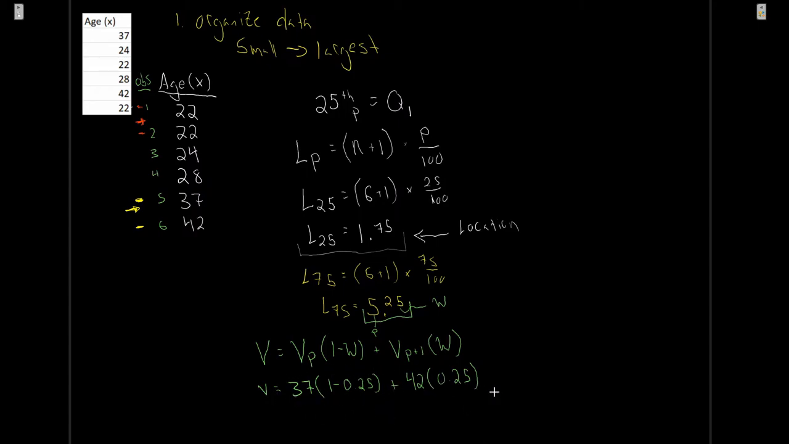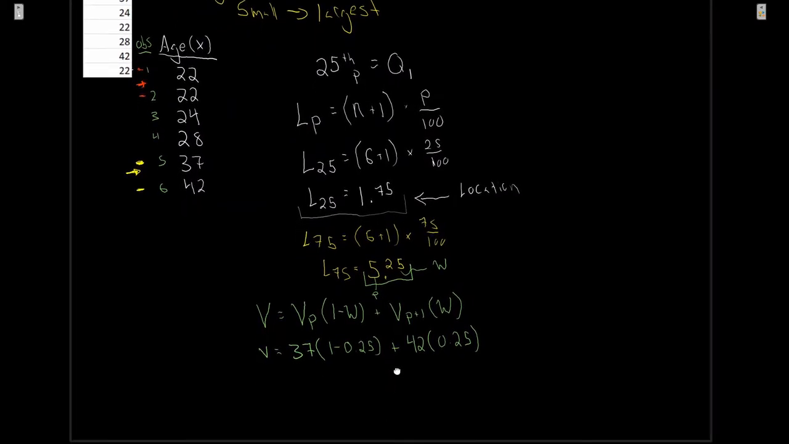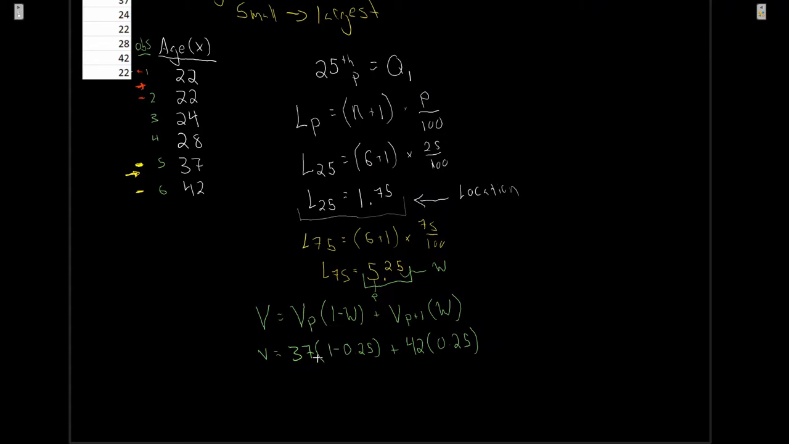If we go through and solve this, we are going to get our value, and this is going to be the value of the 75th percentile. Let's stop and think about what this math is actually doing. This often helps to clear it up for those of you who are a little more mathematically inclined. We expected the 75th percentile to be at location 5.25. That is, we expect it to be closer to 5 than to 6. So the value that we calculate, we expect to be closer to 37 than to 42.